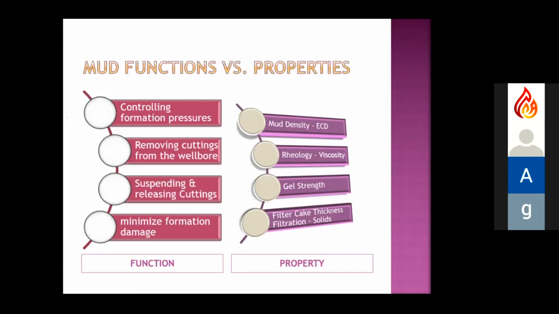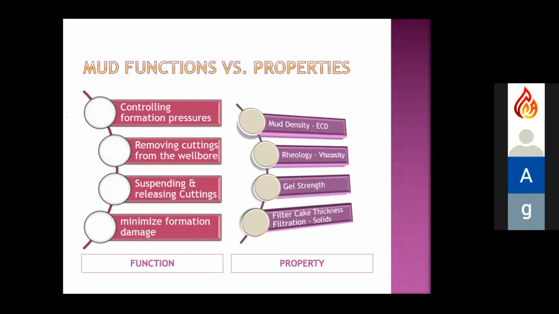But ECD also has a relationship with other functions, because ECD is calculated by a long equation that depends on annular velocity, the hole size, the clearance between the hole and string, and the type of flow, laminar or turbulent. It has many factors, but for formation pressures, the main factor is the mud density.